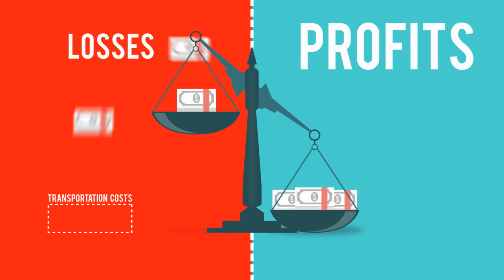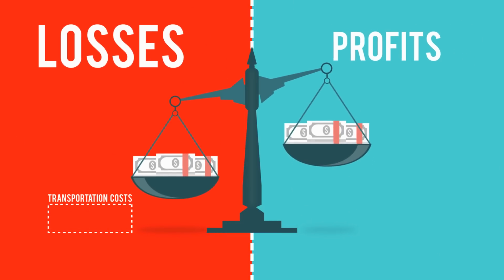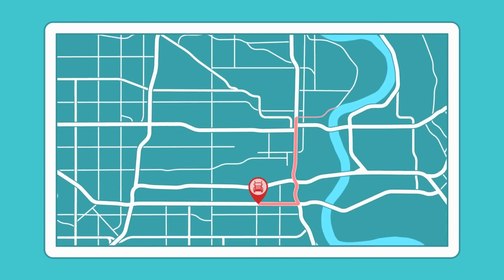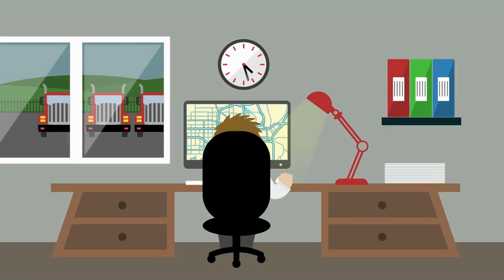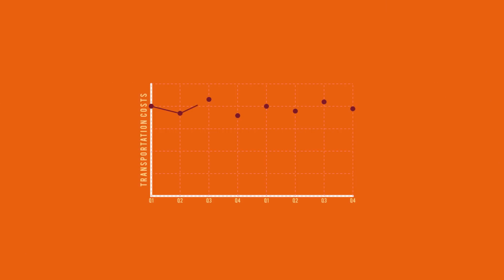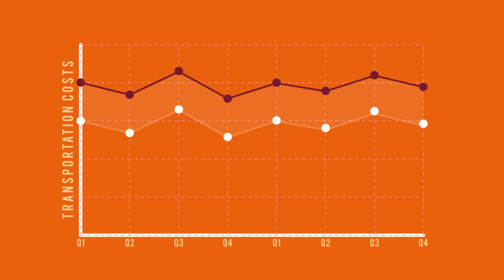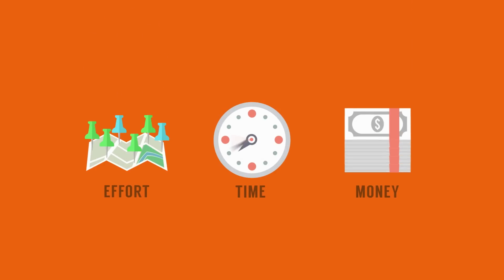Are your transportation costs hitting your bottom line? Are your deliveries in the most cost-effective sequence? Or is planning your fleet becoming too time-consuming? Paragon can reduce your costs by more than 20%, saving you a whole lot of time, effort, and money.